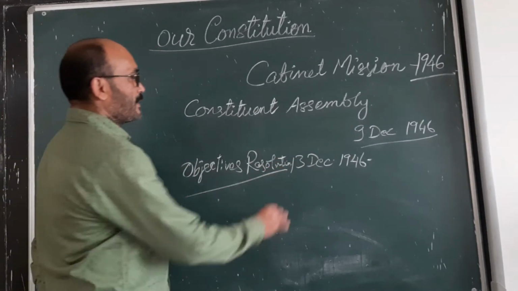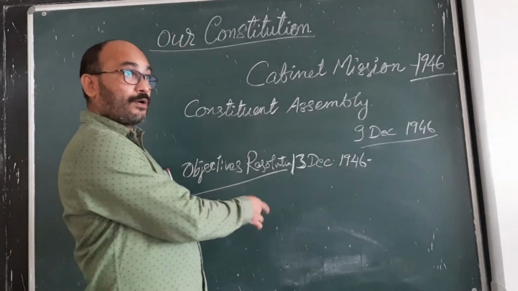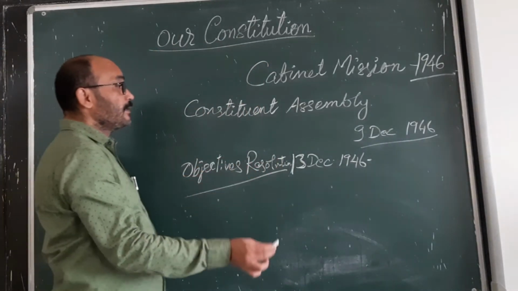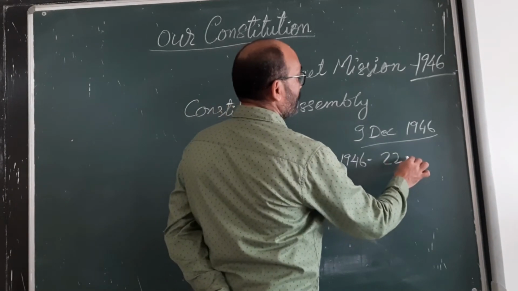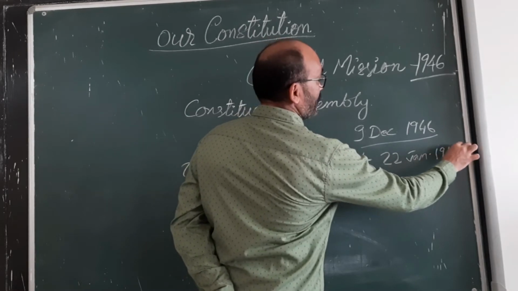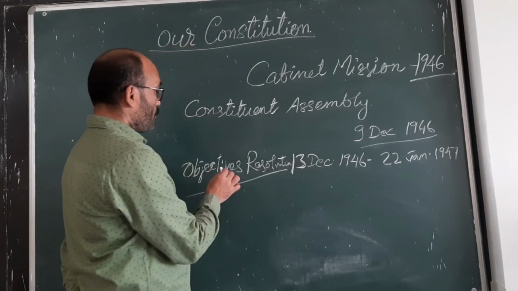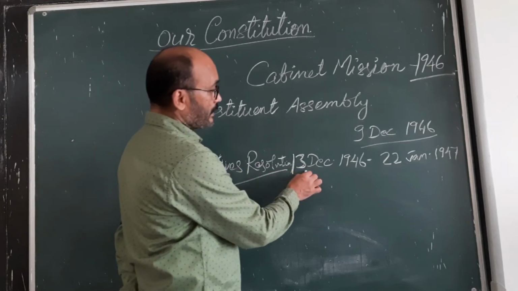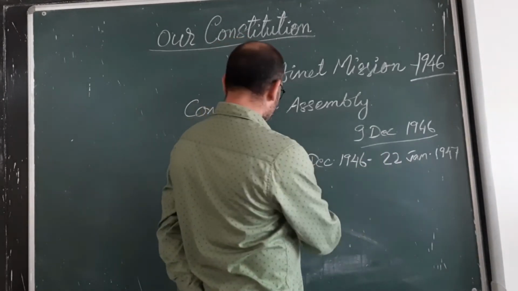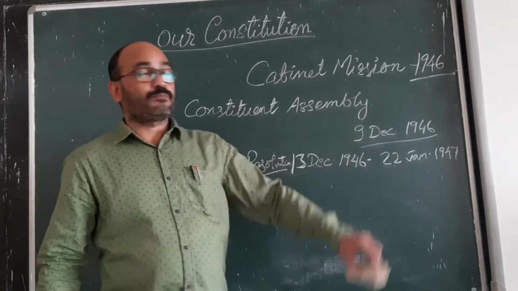The Objectives Resolution was introduced by Pandit Jawaharlal Nehru on 13th December 1946, and the Constituent Assembly agreed to and passed the Objectives Resolution on 22nd January 1947. Thus, the Objectives Resolution was passed.